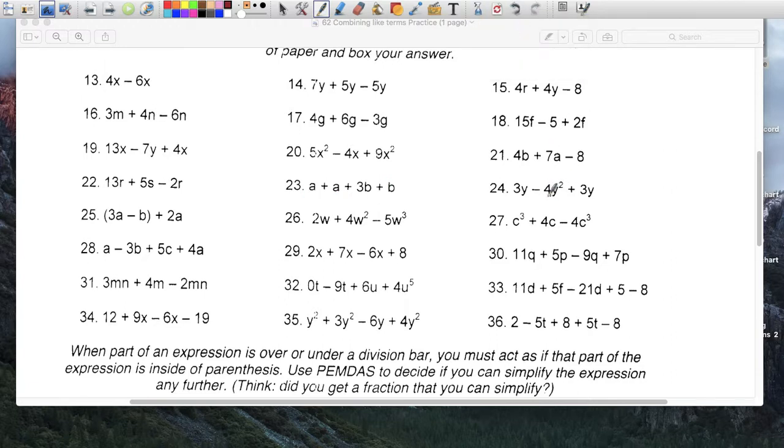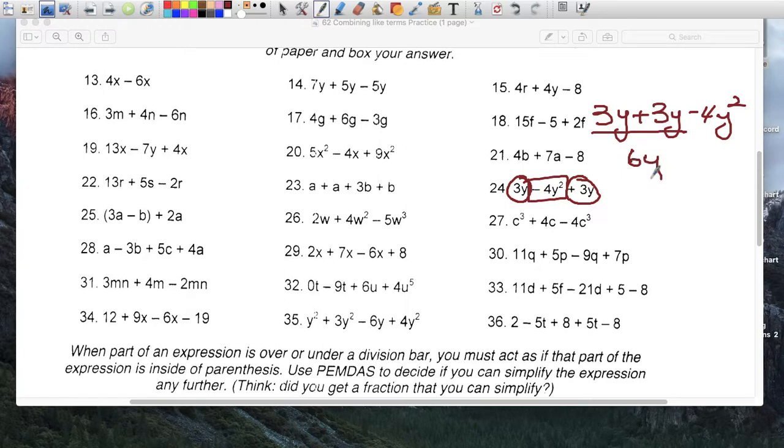24. My like terms are not next to each other, so I'm going to move things around. So 3y and the plus 3y. I put a rectangle around this one, so I'm going to put my y's next to each other. So we get 3y plus 3y minus 4y squared. I combine these two. 3y plus 3y, 3 plus 3 is 6y minus 4y squared.